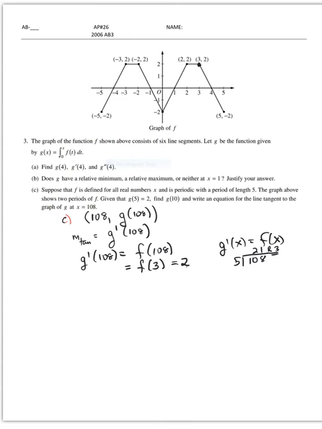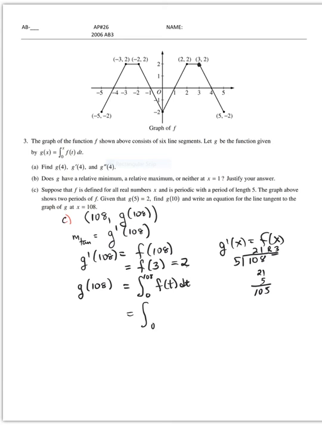Now, as far as what the value of g is at 108, we have to think very carefully of what this means. This is the definite integral of f of t dt from 0 to 108. But now we have to think of the complete cycles. So this one was very different. We know that the closest multiple of 5 to 108 is 105, correct? Because 21 times 5 is 105.